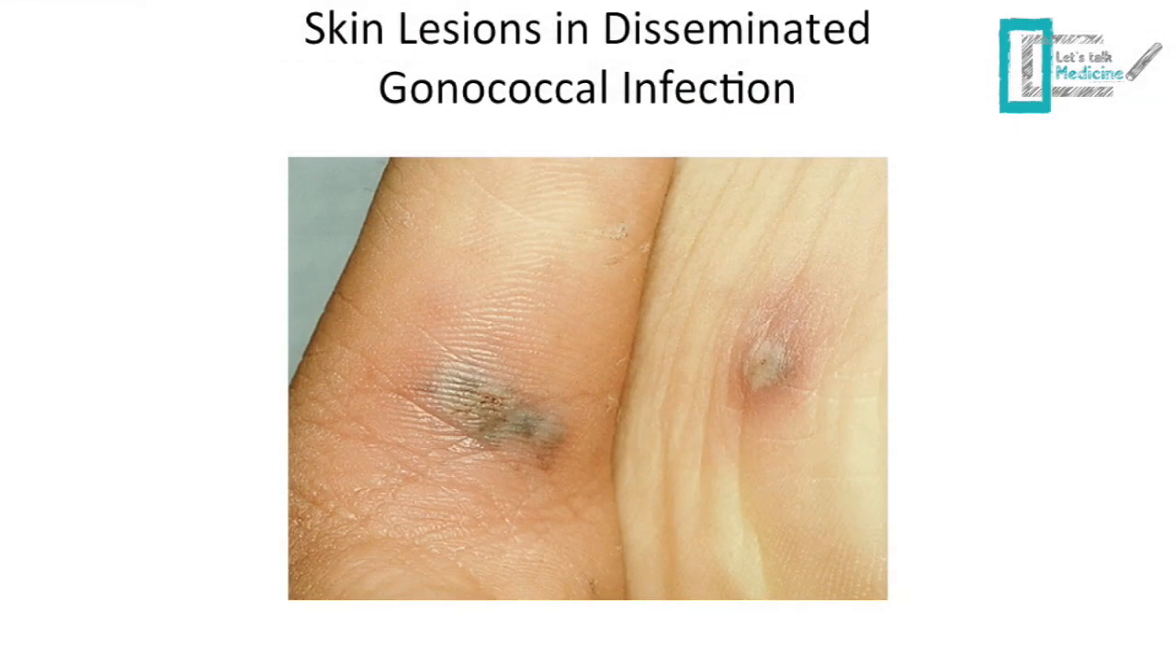This is a picture illustrating disseminated gonococcal infection presenting with a vesicopustular lesion, especially at the web space in adolescents and sexually active adults. So it's really important, showing here in the first web space and here in the sole of the foot. This is a characteristic of disseminated gonococcal infection.